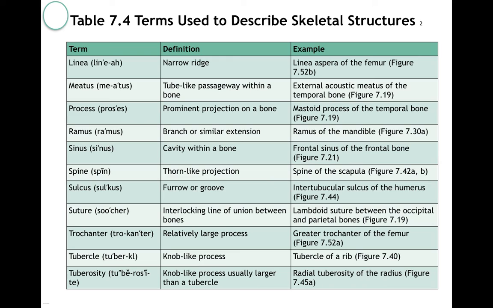Tubercle and tuberosity are two other terms that describe features of bones, and many of these are on long bones. And we'll call it good there.